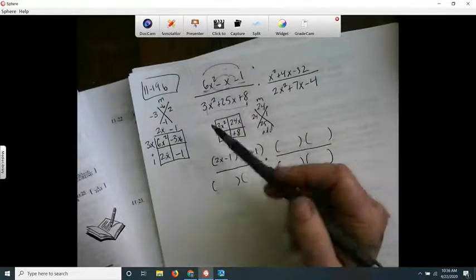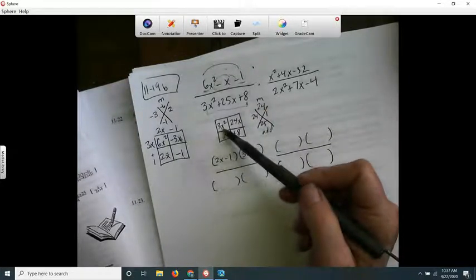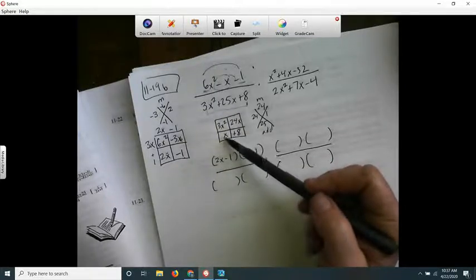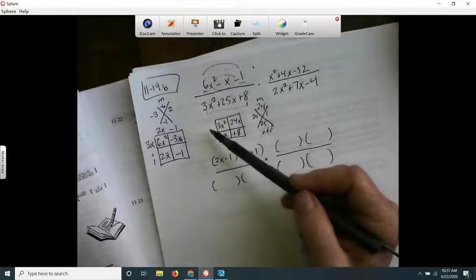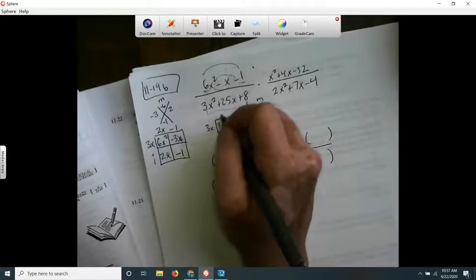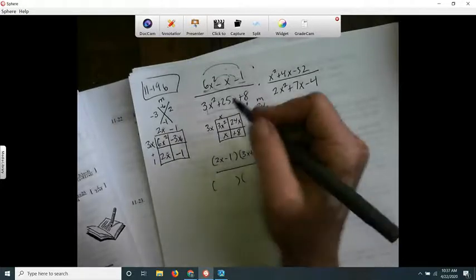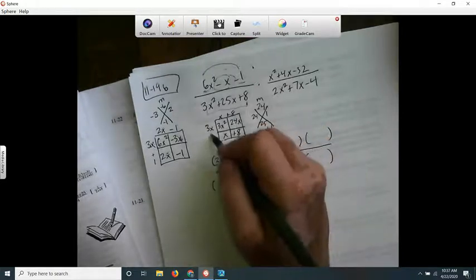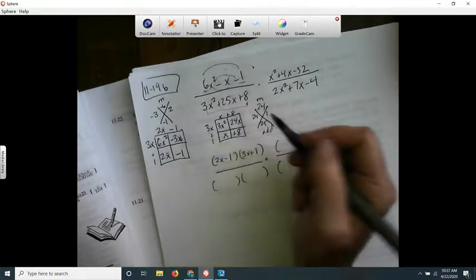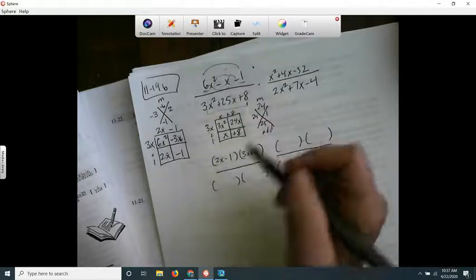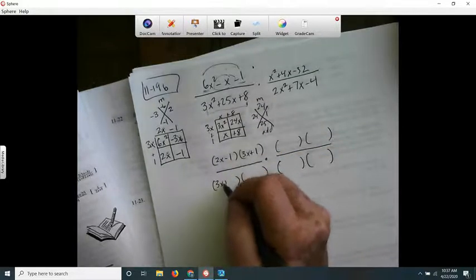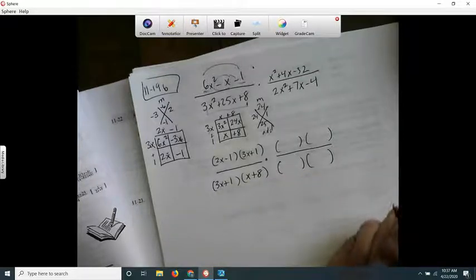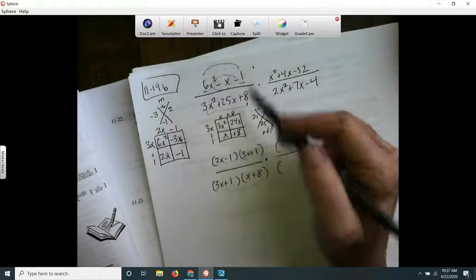Then I know 3x times x would equal 3x squared, but I don't want to put the 3 up here because then I'm going to ask myself what times 3 equals x, and that's not going to work. The 3 has to go over here, like that. And then 3x times 8 is 24, and then x times 1 is x. So this whole fraction has been rewritten.